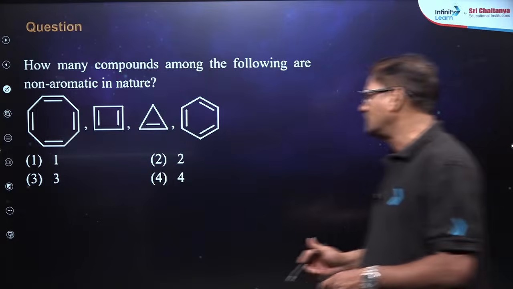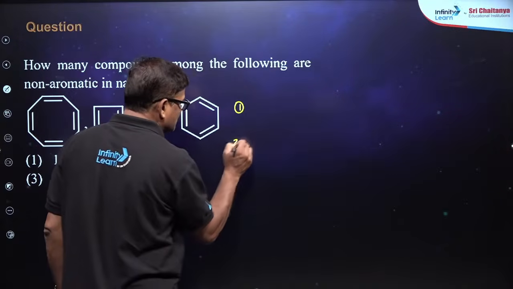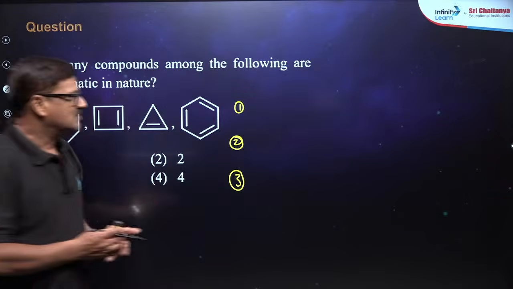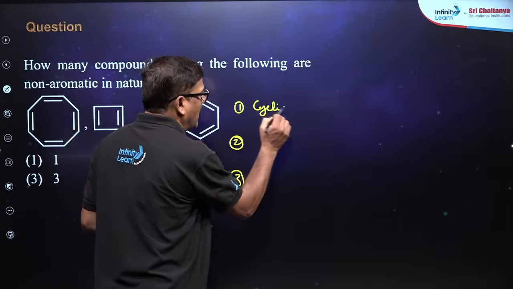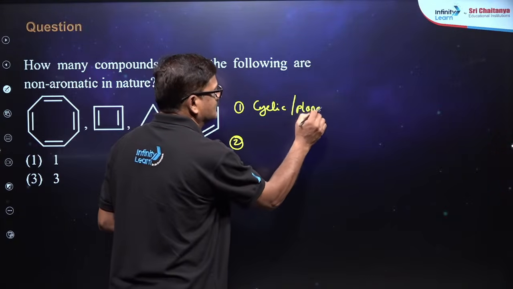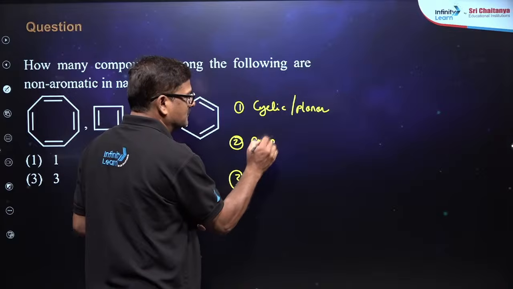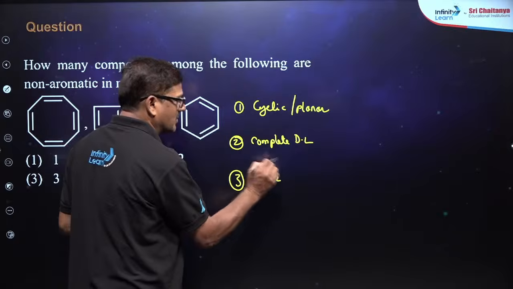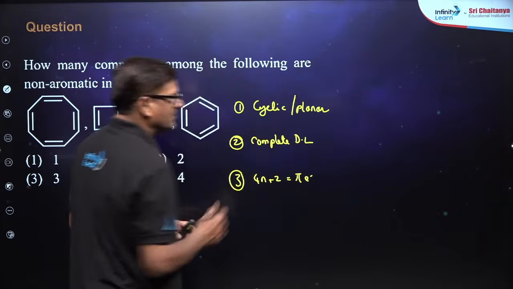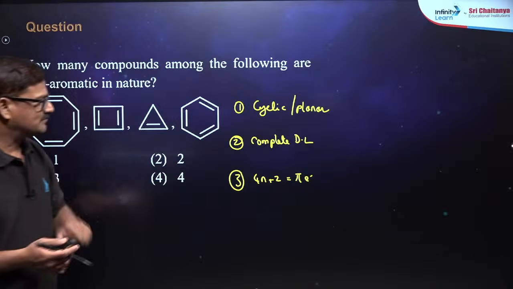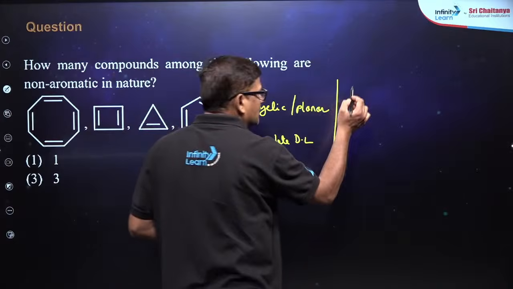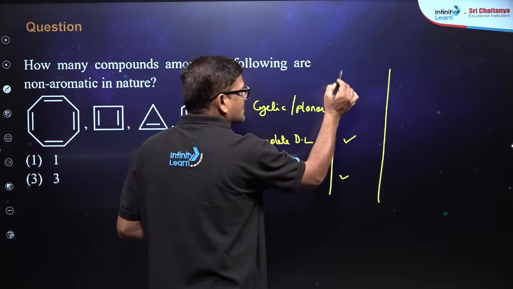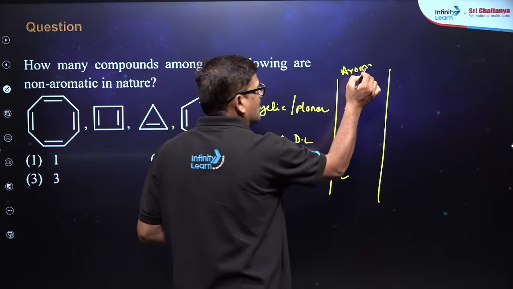If we want to say a compound is aromatic, you have to check these 2-3 points. So let me explain the concept in this way. It should be cyclic, and it should be planar, and it should have complete delocalization, and it should have 4n plus 2 pi electrons. That is what you can call the Huckel rule. Now, if a compound satisfies all these points, you can say this compound is aromatic.